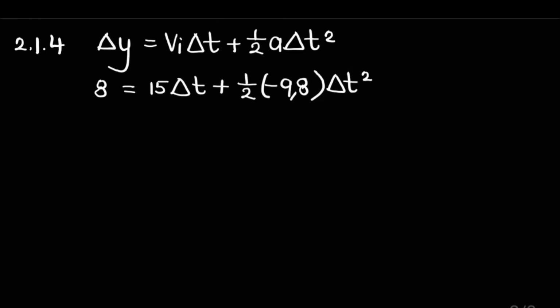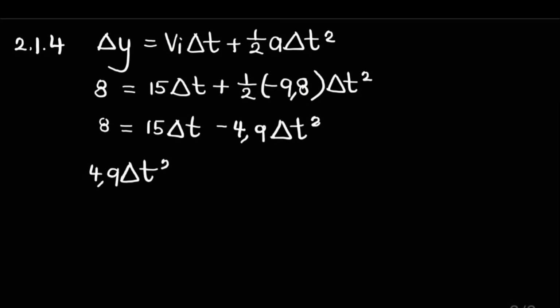Now let's simplify. We have 8 is equal to 15 delta T minus 4.9 delta T squared. So what we notice here is that this is giving us a trinomial, a quadratic trinomial. So let's get it in standard quadratic format. I'm going to take all of my values over to the left and put them in the correct order as well.